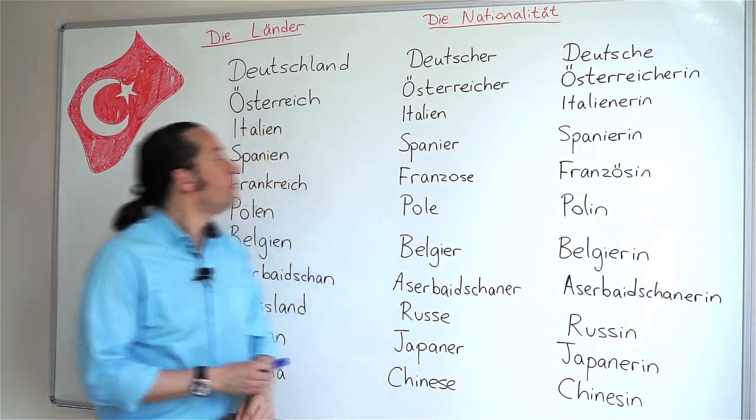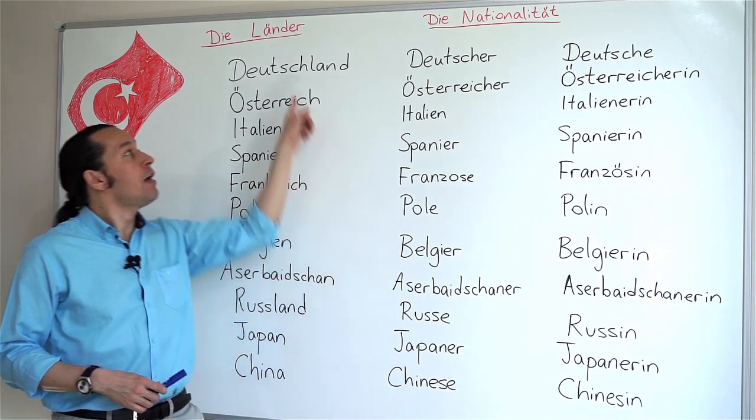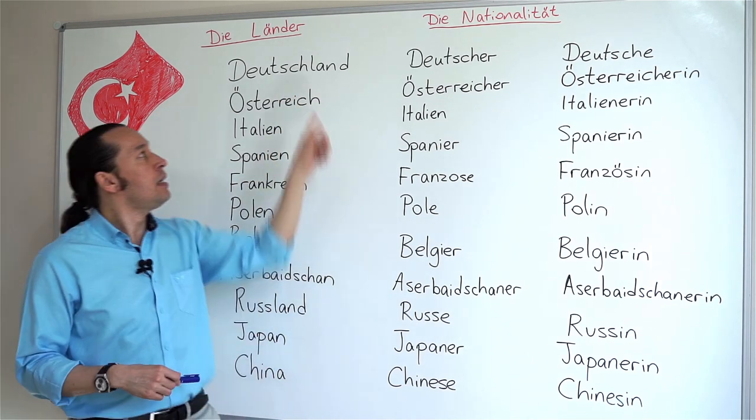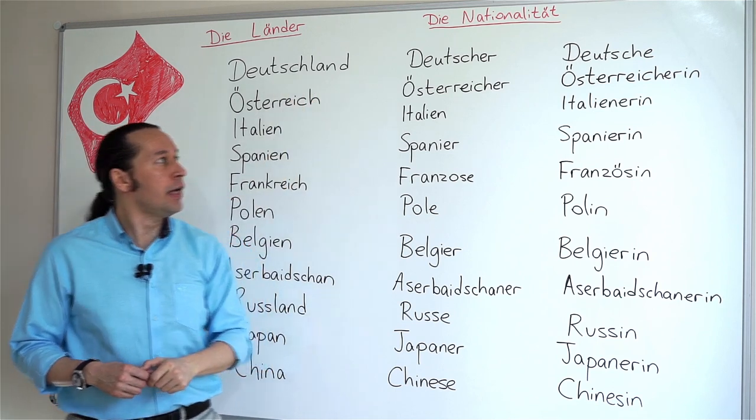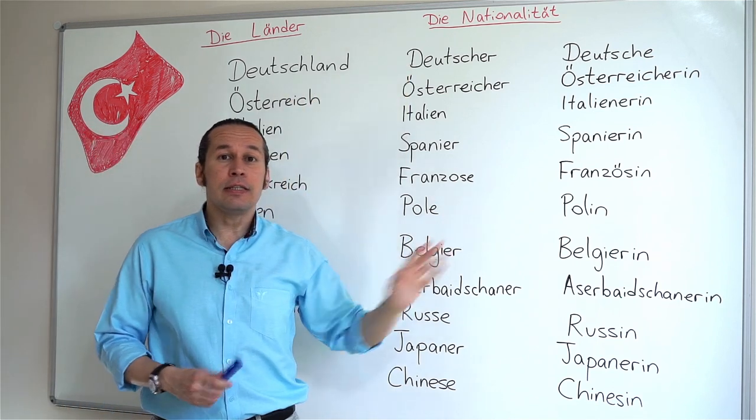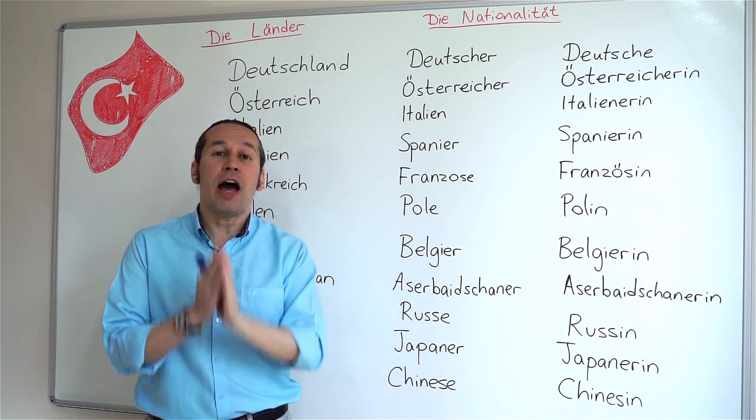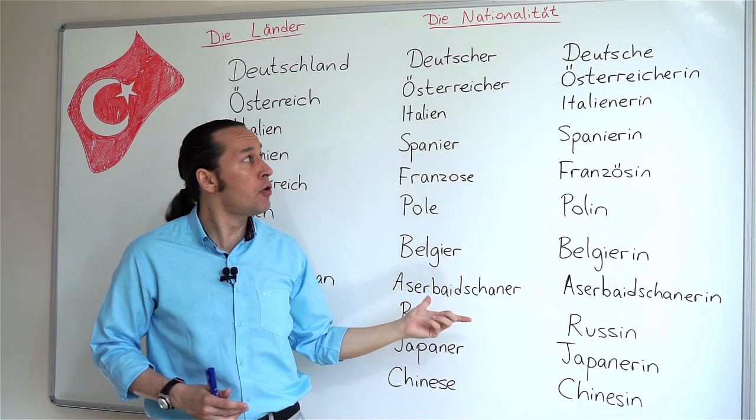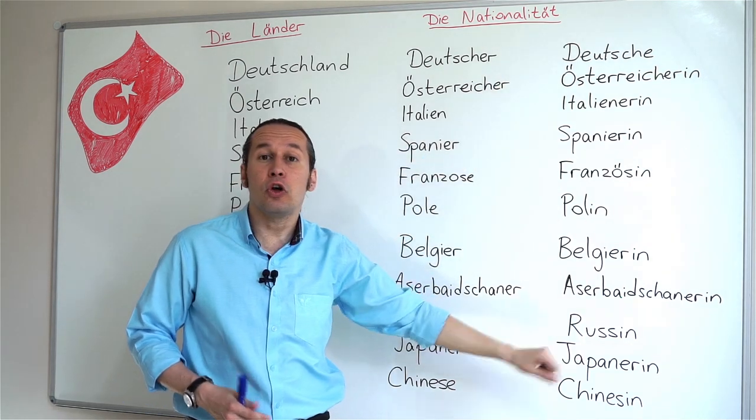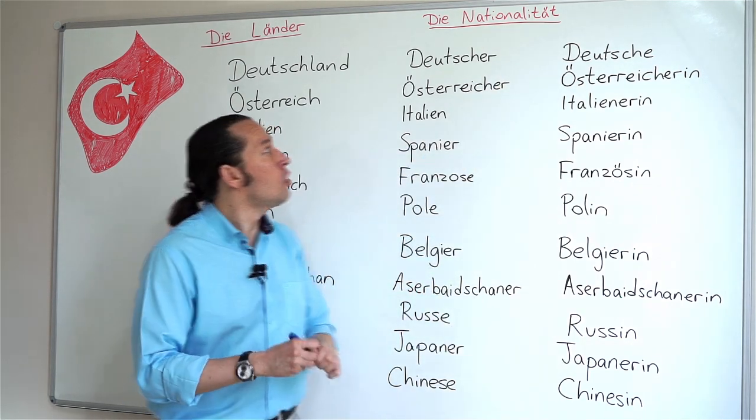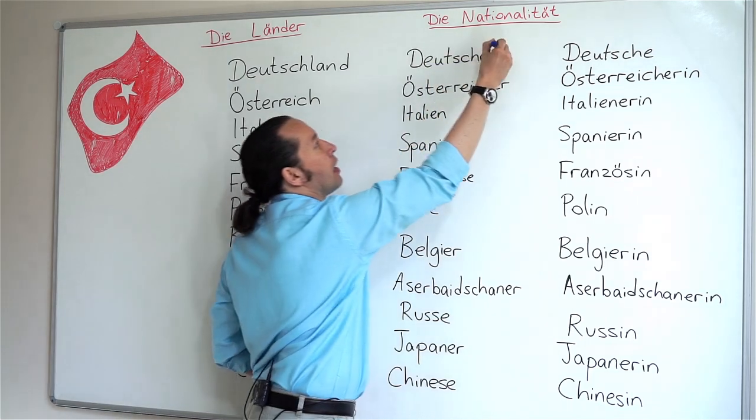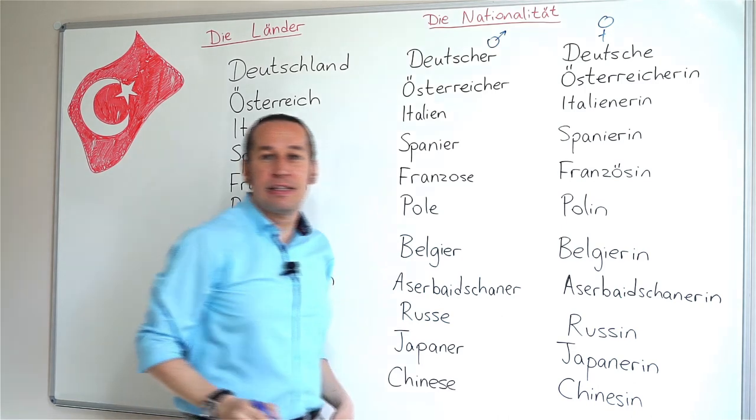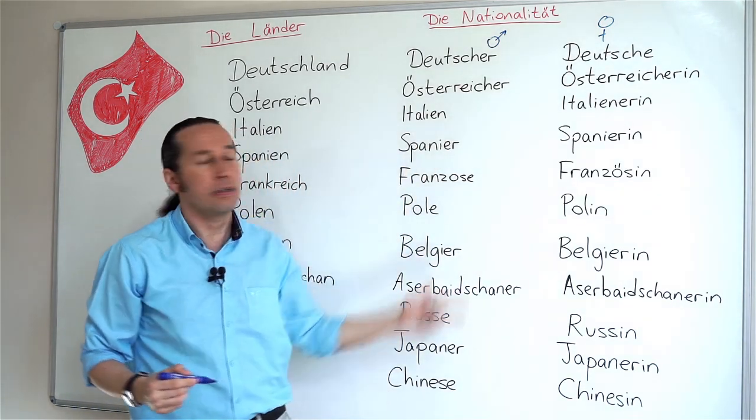Let's get started. When I say Germany, I'll say Deutschland. So Germany means Deutschland, okay? In the nationalities, we have the genders. If I mention a male, the first column will be a male person. Here, the second column, a female person. So therefore, I will put a male and here a female sign so that you can understand the genders.